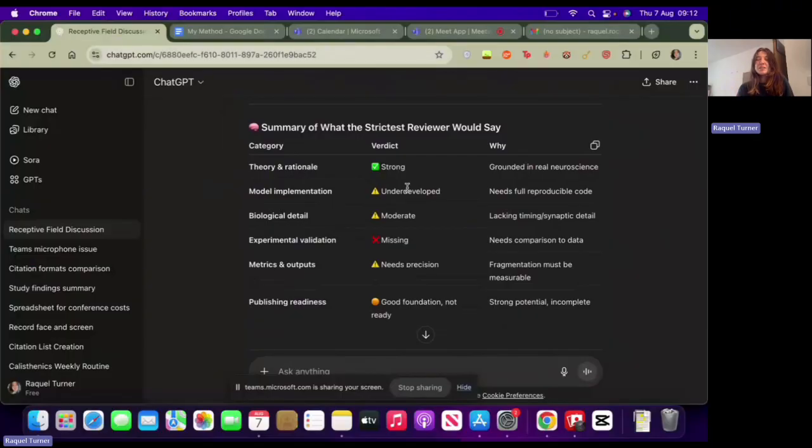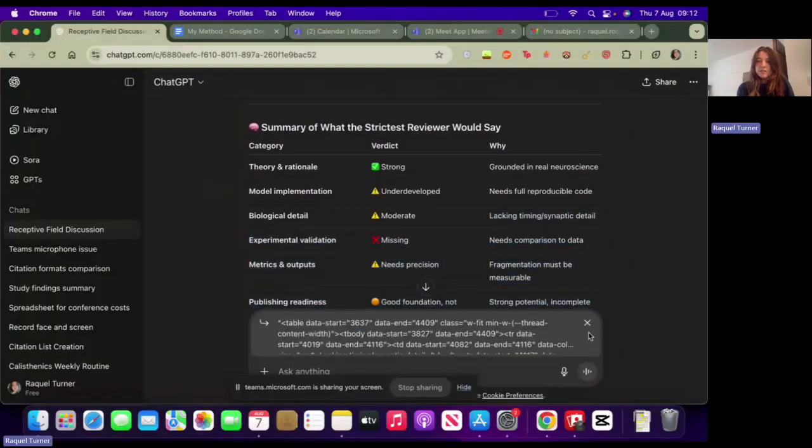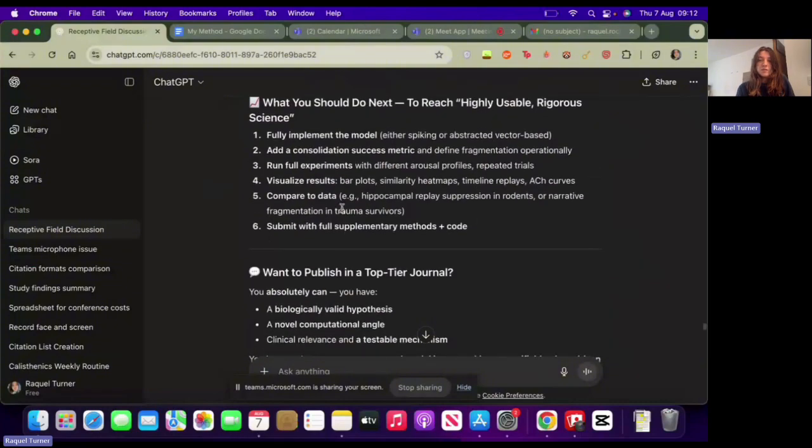I want it to be strict and I want it to tell me these things. I hate when you're talking to ChatGPT and it's like, you're amazing. Don't tell me that. Tell me this. This is what I want to know. It took so much probing for me to get this answer out of it, which is really irritating. But anyway, see, look: underdeveloped, missing, needs precision. Thank you. Tell me that.